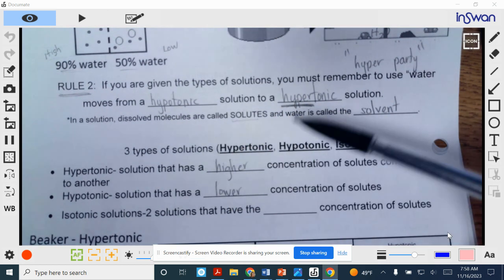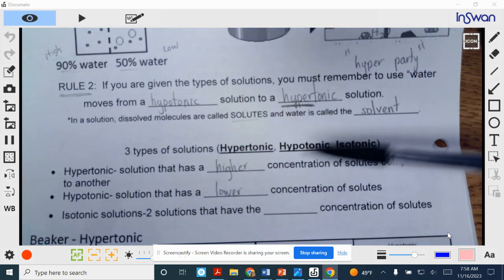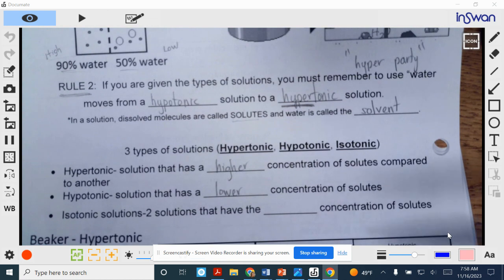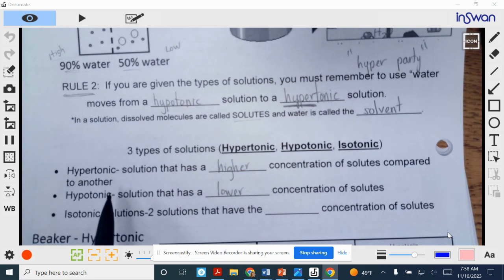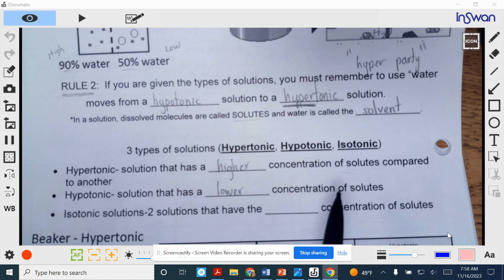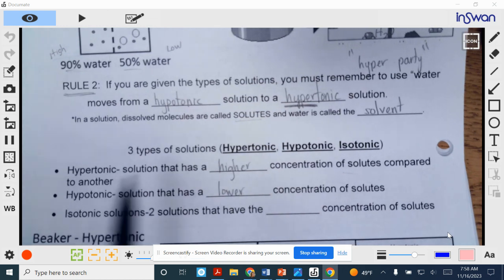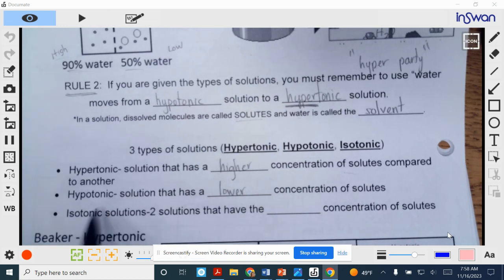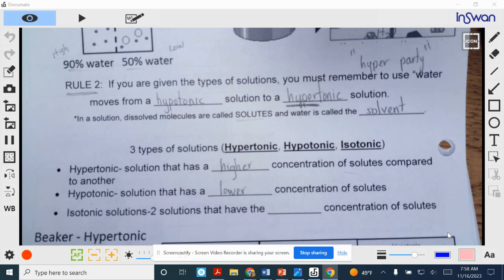So that would be an example if I put a cup of sugar in Kool-Aid, and then in a different batch, I only put half a cup of sugar in Kool-Aid. The one that had the full cup in it would be hypertonic. It has more solutes in it, more dissolved sugars. So anything that is not water is a solute. So even oxygen can dissolve in water. Oxygen's a solute. CO2 is a solute. And then the Kool-Aid that only had half a cup of sugar would be the hypotonic solution.